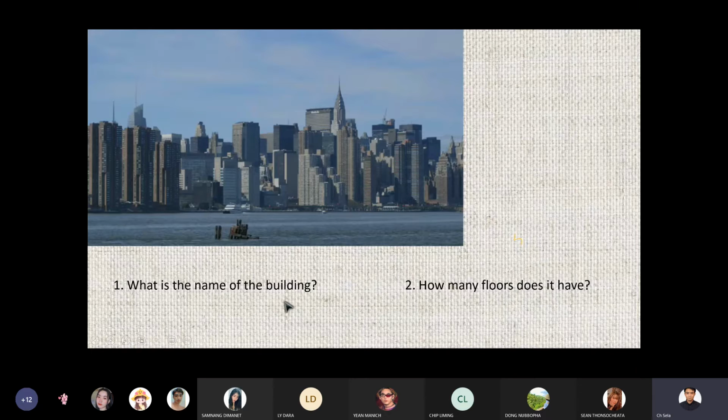So number one, what is the name of the building? You're going to watch a video clip about one of the most amazing architecture in the world or in the US. They just want to know what is the name of the building after you watch and how many floors does it have? 10 floors, 20 floors? Okay. And the last one, does it remain one of the amazing buildings in the world?